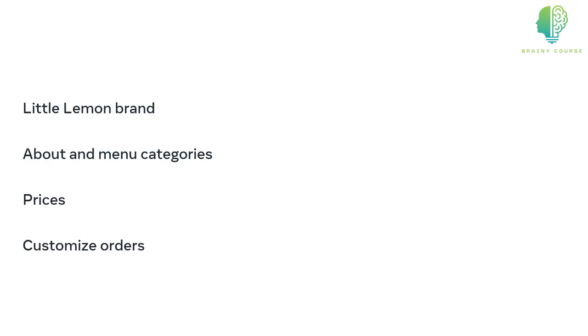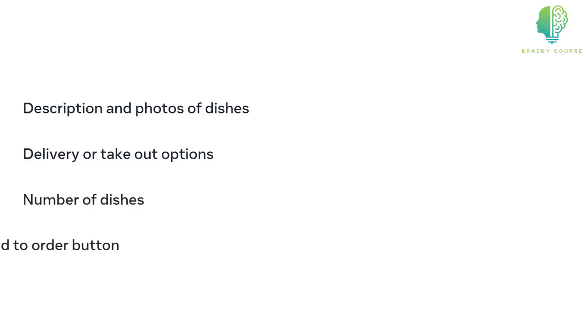It will show the Little Lemon brand, about and menu categories, prices, and a customized orders section. It will also show description and photos of dishes, delivery or takeout options, the number of dishes in each order, and an add to order button. Finally, it will show a login and a pay section, and of course a navigation bar. Now I have a good idea of what I need to put on my wireframes.